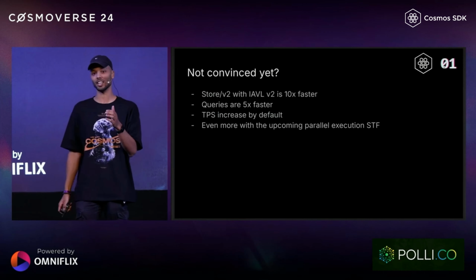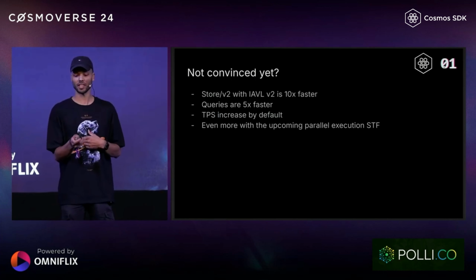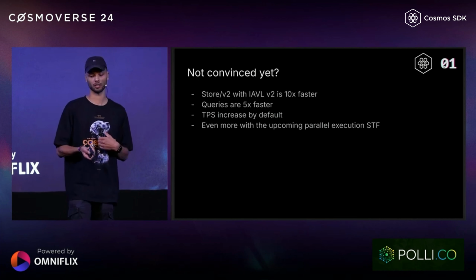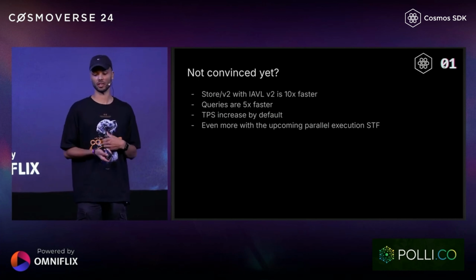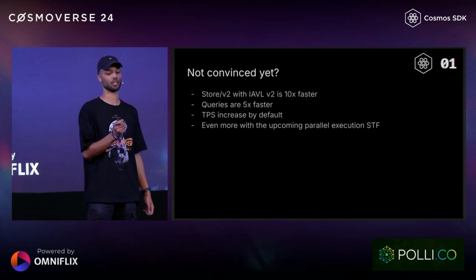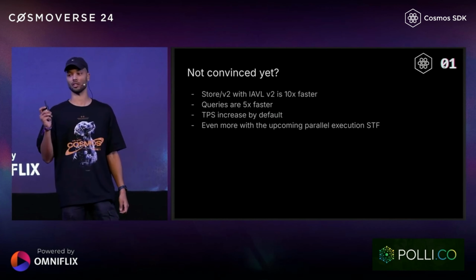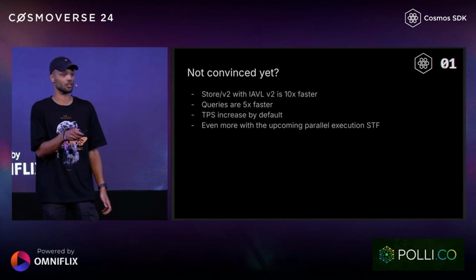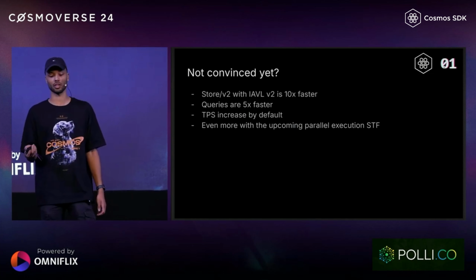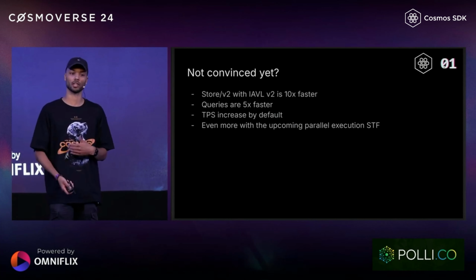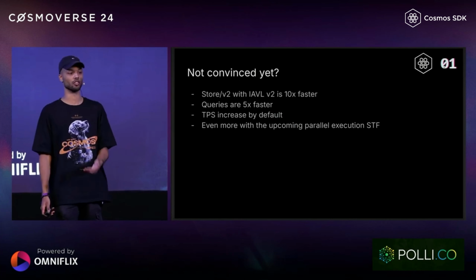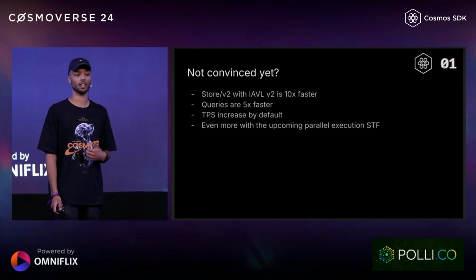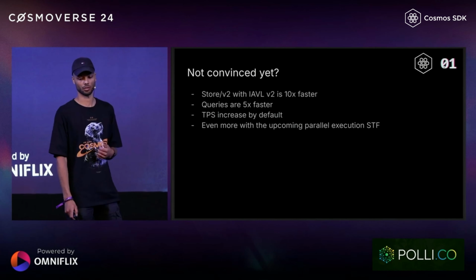For instance, in runtime we use by default Store V2, which is a rework of the store layer of the Cosmos SDK. Store V2 uses IAVL V2, which is 10x faster than IAVL V1. So you'll see if you migrate from 50 to V2, or even from 52 to V2, you'll see an improvement there as well, thanks to the rework and simplification of everything, and the removal of mutexes and stuff. We've been able to make queries even faster, and we've seen a small TPS increase as well.